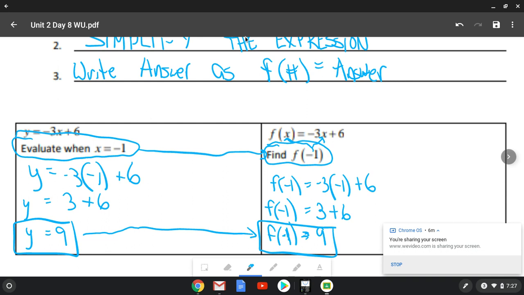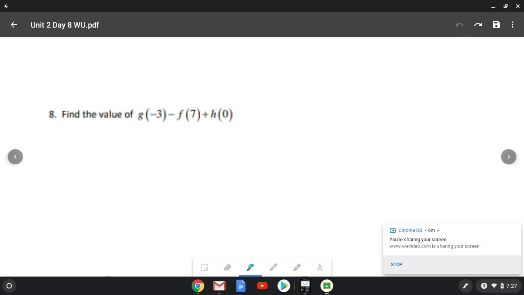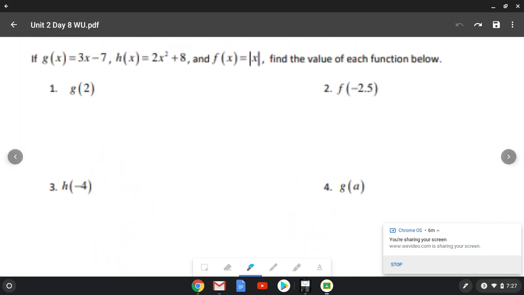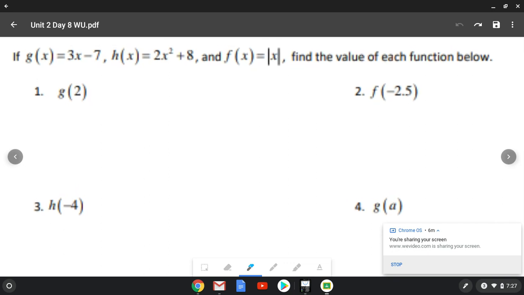So let's do a few more of those because they get a little more tricky as we go through. So on page 2, all right, so up top, it says use these functions. So we have g of x is 3x minus 7, h of x is 2x squared plus 8, and f of x is the absolute value of x. Those are those straight bars. So it says find the value of each function below.